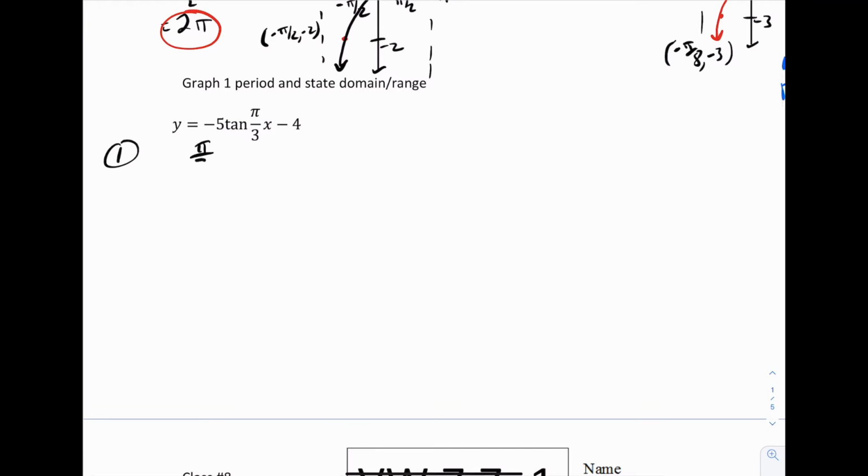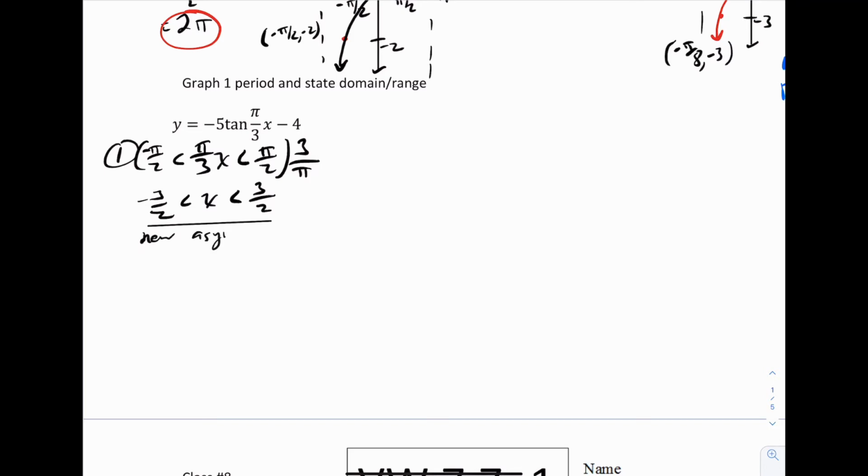So let's grab the bx term, and we're going to put it between negative pi over 2 and pi over 2. Let's multiply this by 3 over pi, and now we can see that x should be between 3 over 2 and negative 3 over 2. Okay, so right there, here are the new asymptotes. Now let's graph it. The relevant information is our a value is 5. The period is going to be 3. And there's actually a midline. There's a midline of negative 4.